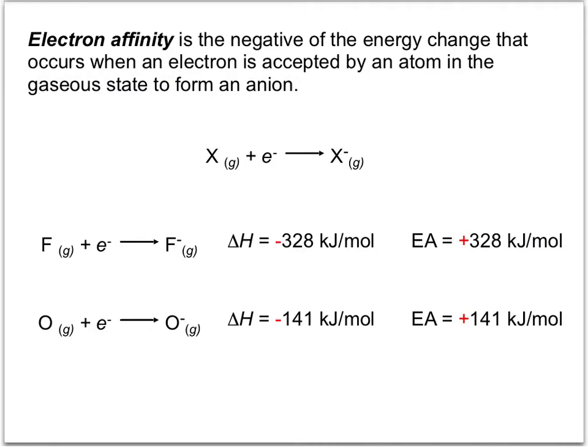Electron affinity is the amount of energy released when adding an electron to a gaseous atom or ion. In general, nonmetals have more exothermic values for electron affinity than do metals. Now notice that the delta H is negative, but the electron affinity is given as a positive number.